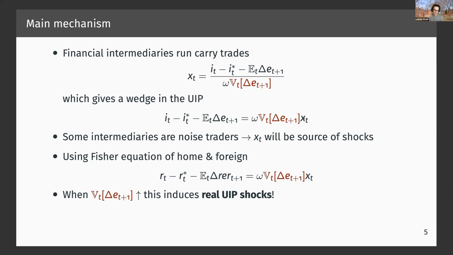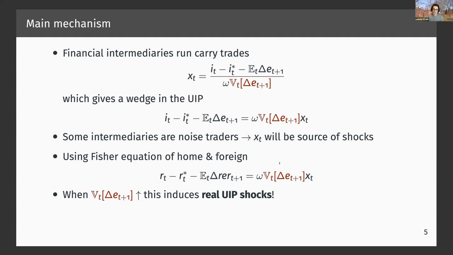And if there are some noise traders among those intermediaries, you can think of those positions, this X here, as essentially being a source of shocks, a source of these UIP shocks. Now, if I transform this into a real expression by using the Fisher equation in both countries, I get a real UIP condition here, where there's also a UIP shock, and that shock is exactly the same as before.